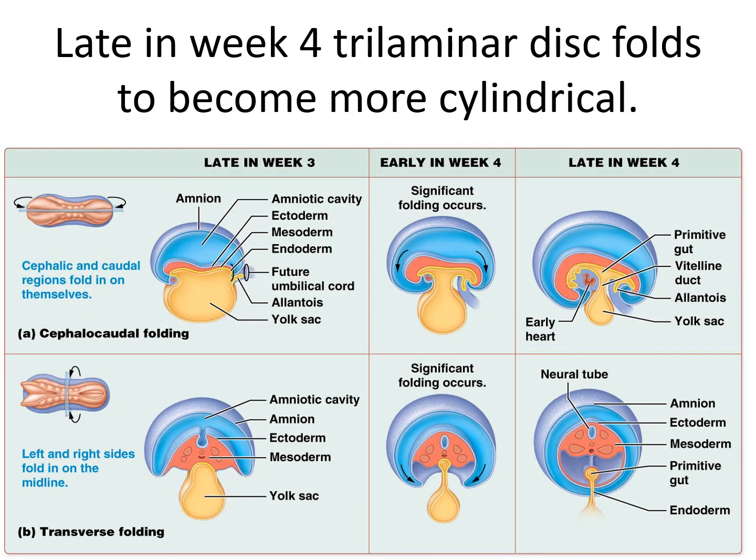Now, by late in week 4, the trilaminar disc folds to become more cylindrical. Before it was kind of flat, but now it's starting to take a little more shape, so it's rounder. Okay, you can see in week 3, week 4, and late week 4, rather than a flattened hot dog, it gets more shape and is rounder.